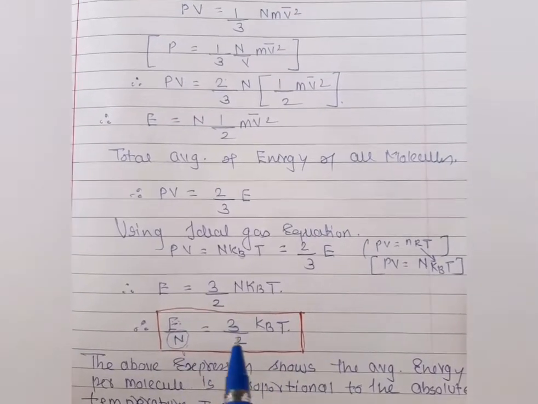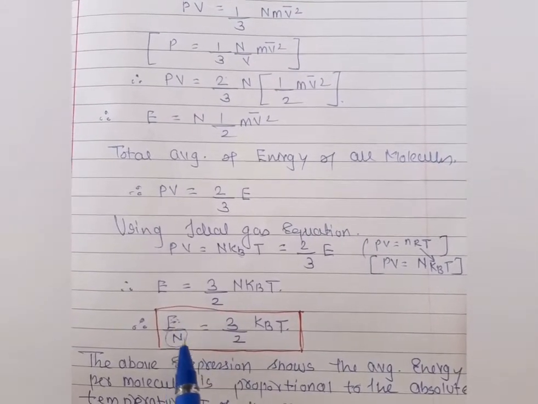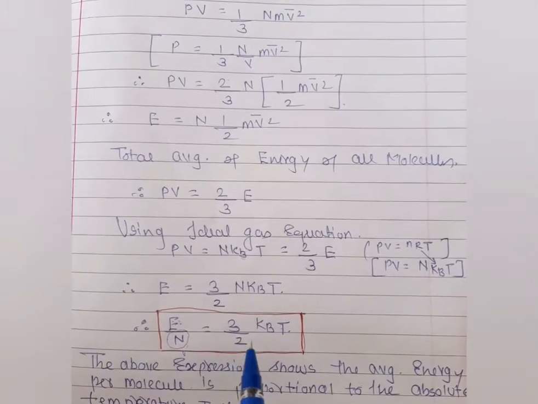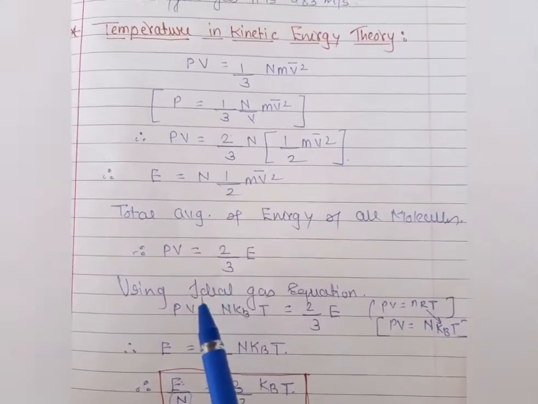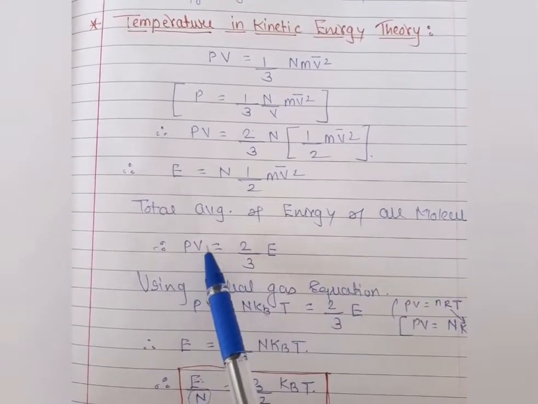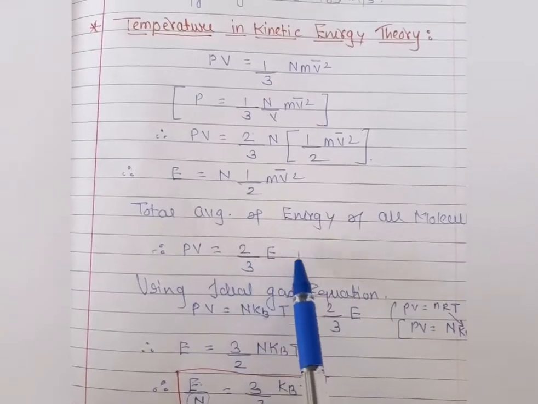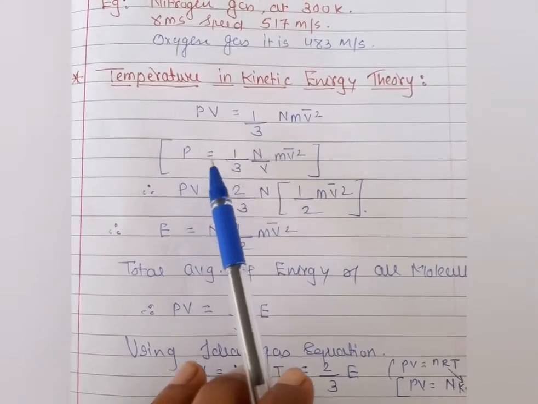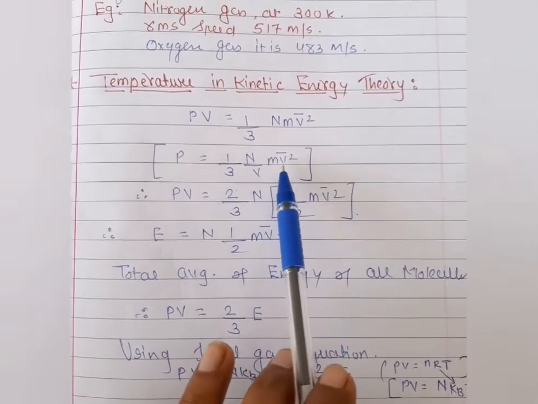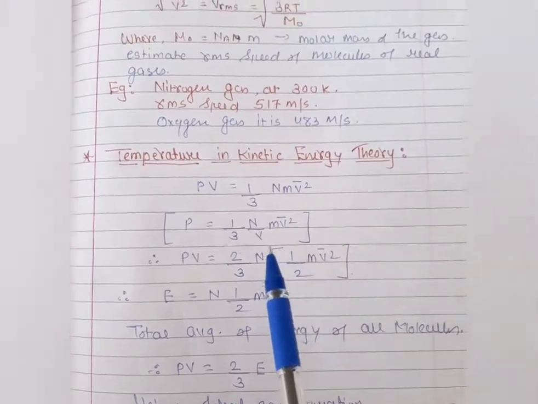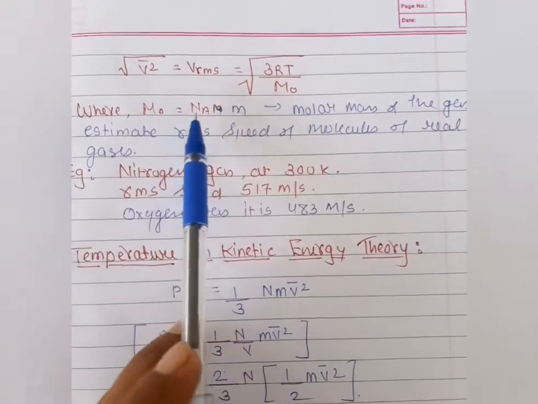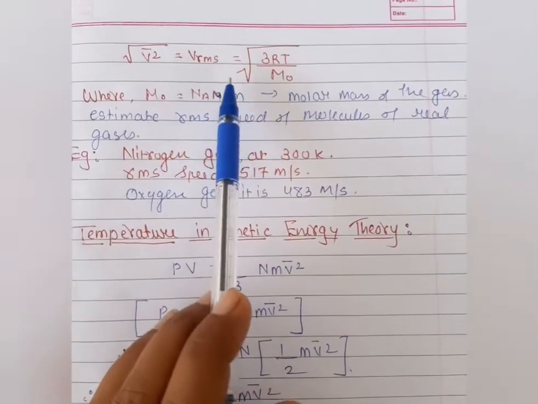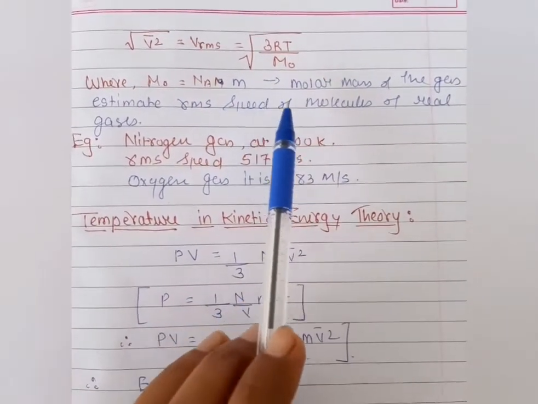So here, students, we have the average energy of the molecule as 3 by 2 kBT. Here we have one more formula, at constant volume and pressure, the energy 2 by 3 into E. Here we have one more condition, at constant pressure, that is 1 by 3 mv square. And here we have the root mean square velocity, that is VRMS, which is root of 3RT by M naught.